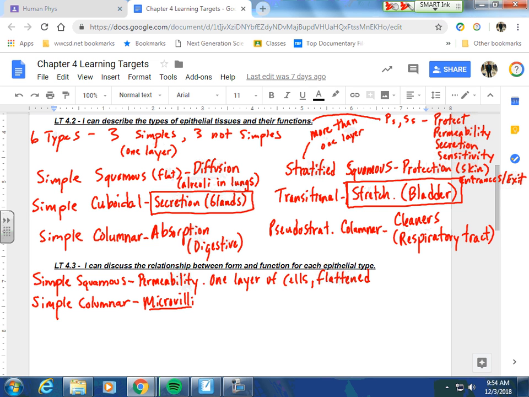And what's special about microvilli, finger-like, increase surface area for absorption. More surface area, more absorption can take place. Okay?